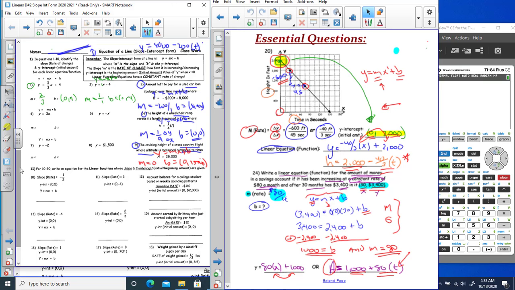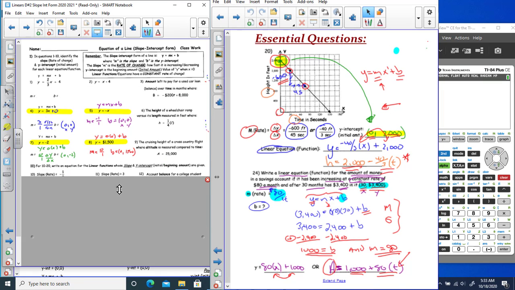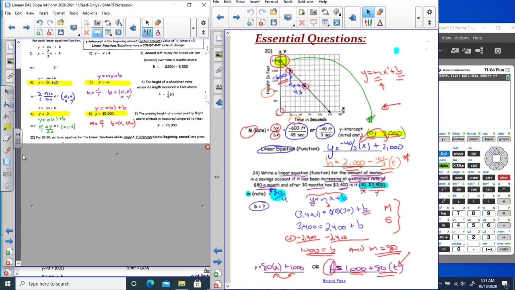I'm going to ask you to pause the video and try to do 4, 5, 7, and 8, and we'll see if you're able to get the correct interpretations of what m and b are for each of those 4 linear patterns. In number 4 itself, the rate of change is 3, and the beginning amount is 0.